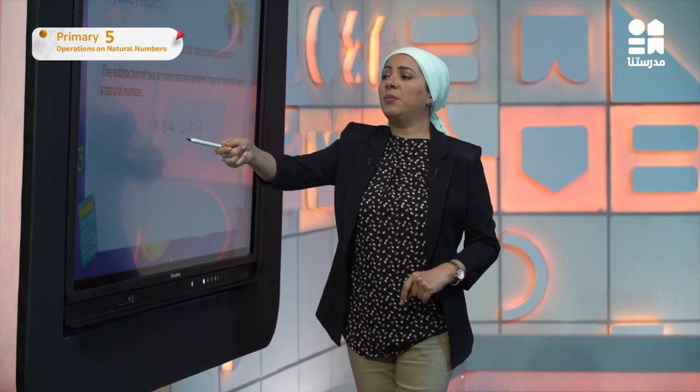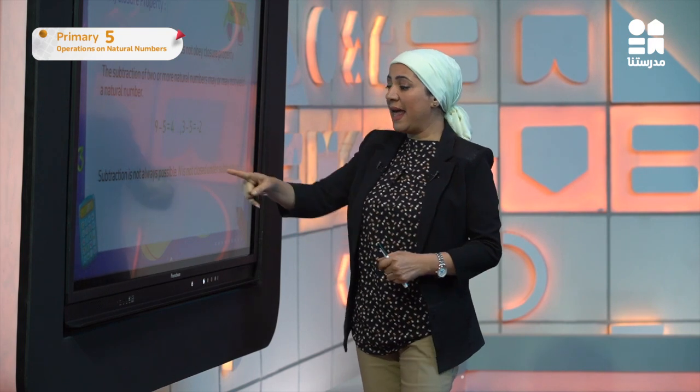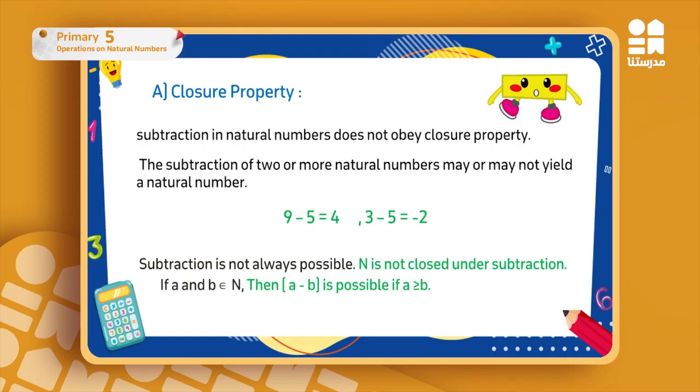And here the example: 9 minus 4 equals 5, and 3 minus 5 equals negative 2. If the answer comes out negative, or not a whole number without the negative sign, or the first number is not the bigger one, in this case I cannot subtract it. Then subtraction is not always possible and N is not closed under subtraction. N is not closed under subtraction. If A and B belong to N, then A minus B is possible if A is bigger than or equal to B. The first number must be bigger than or equal to the second number.